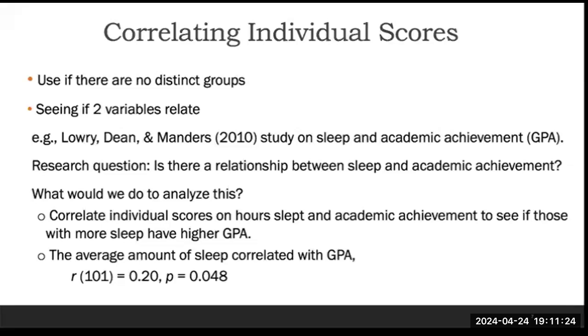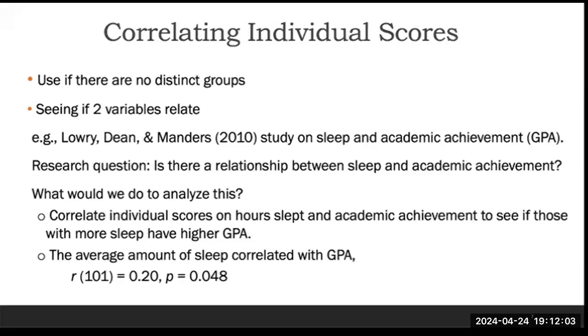Here's an example. Lowry, Dean, and Manders did a study on sleep and academic achievement, and they operationally defined academic achievement as GPA. So the research question was, is there a relationship between sleep and academic achievement? So what did they do? They asked people how much they slept, right? So now we're talking about ratio scale variables. So now what the study did is they correlated the individual scores on how many hours people reported they slept and their GPA. They wanted to see, is there a systematic relationship?